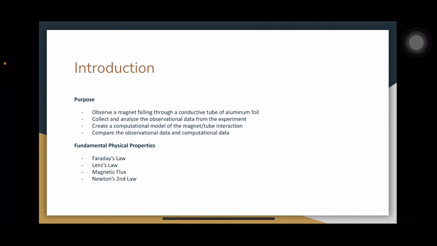To introduce this lab, the purpose is to observe a magnet falling through a conductive tube of aluminum foil. Then we must collect and analyze observational data from the experiment. Once that is done, we will create a computational model of the magnet-tube interaction that we just did. Then we can compare the observational data and the computational data to find some similarities and differences between the two.